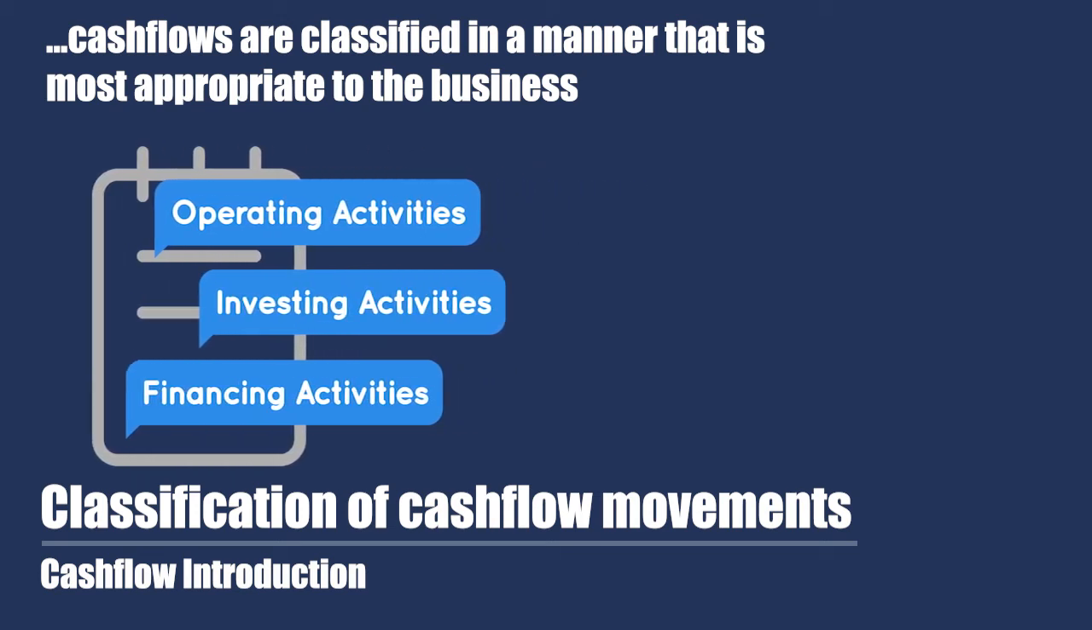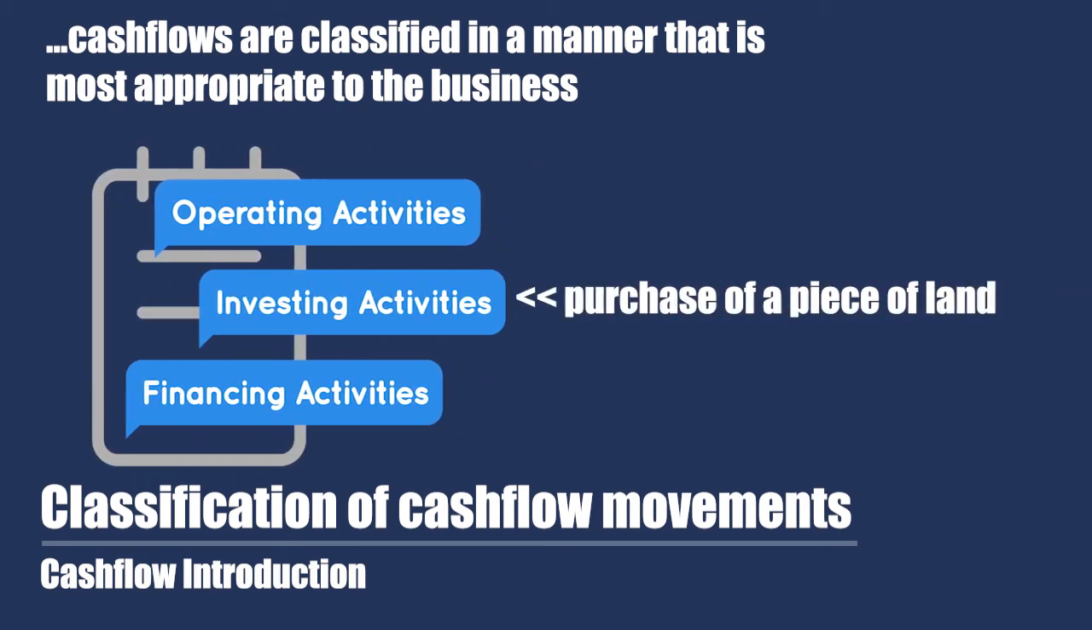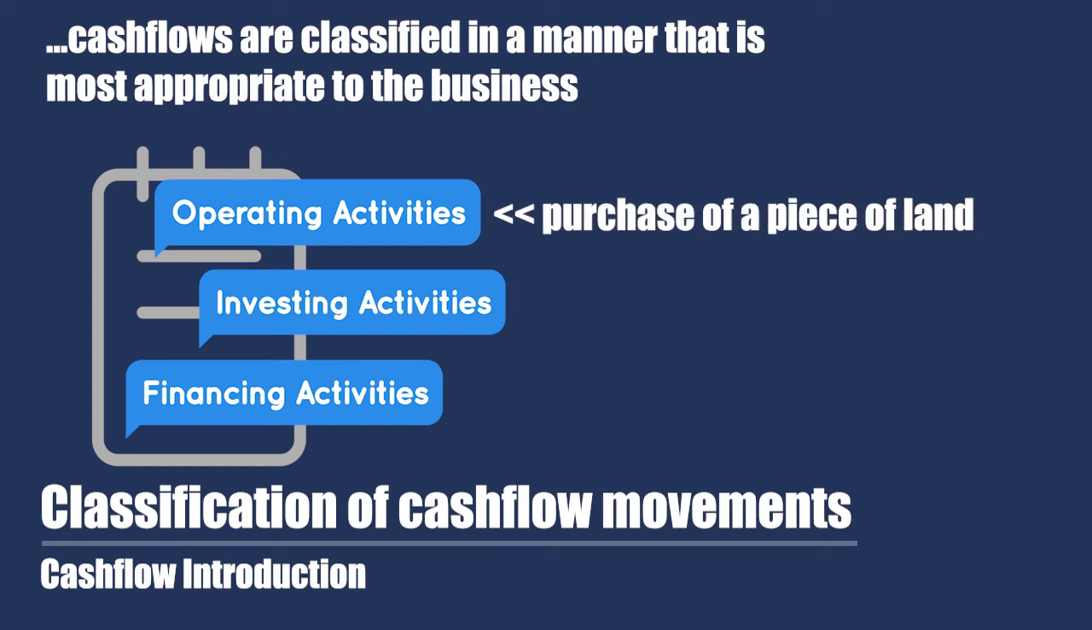For example, purchase of a piece of land may be an investing activity for a manufacturer because they are not involved in the buying and selling of real estate properties. However, it can be an operating activity for real estate dealers. Now let us look into each of the types one by one.